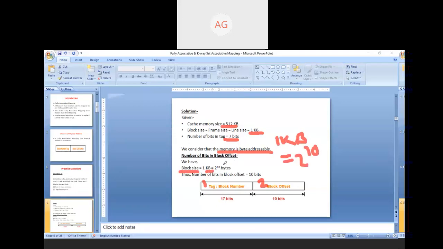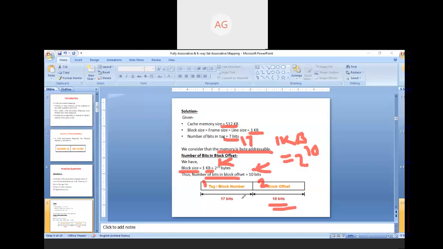So whatever is in the power of 2, that number of bits are there. As the power of 2 contains 10, the number of bits in the block offset is 10 bits. So the block offset consists of 10 bits. And we also know that the number of bits in the tag is 17. Basically it is not 7, you consider it as 17, as 17 is written in the question.